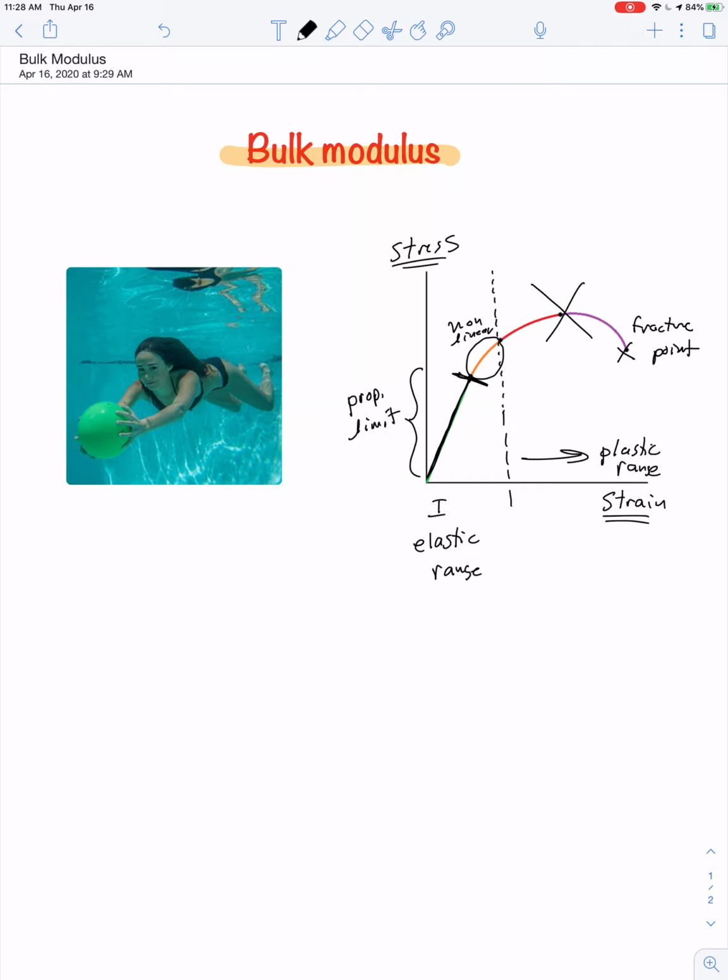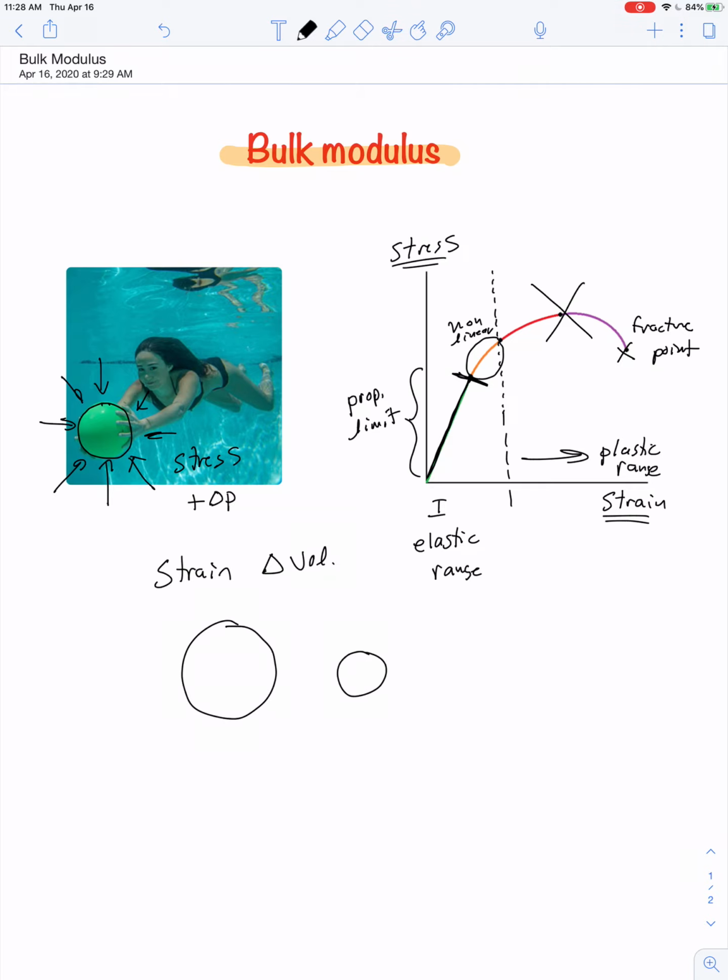So one example of a material within its proportional limit would be a ball that's submerged underwater. The result of submerging the ball underwater is an increase in fluid pressure that pushes in from all sides. So that's the stress involved. It's the additional pressure. The strain is some change in volume. So the ball starts out this large and ends up this large.